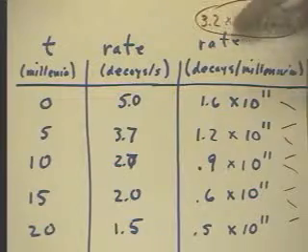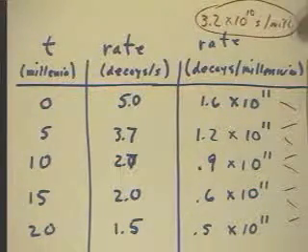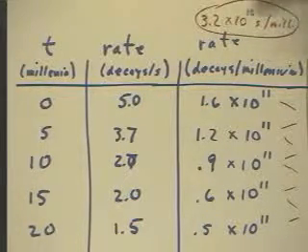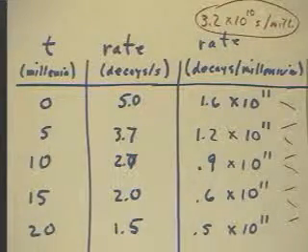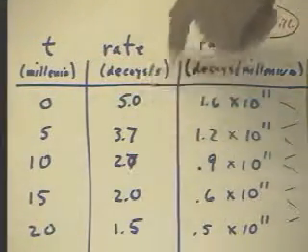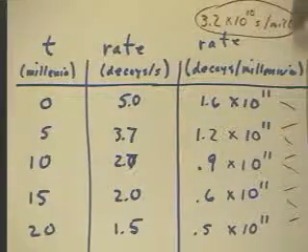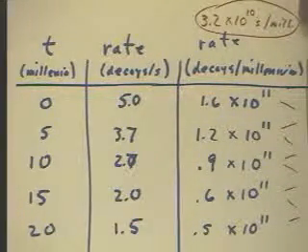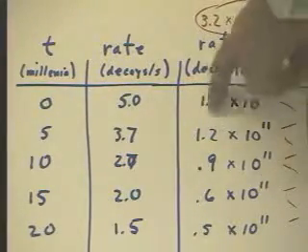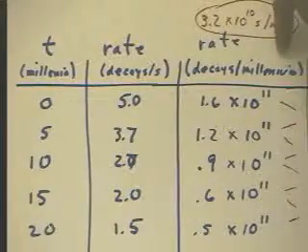If we put all that information together, we see that we have 3.2 times 10 to the 10th seconds per millennium. That's about 32 billion seconds in a millennium. If we have 5 decays per second, then in a millennium we'll have 5 per second times 3.2 times 10 to the 10th seconds in a millennium. And we're going to then end up with 1.6 times 10 to the 11th decays per millennium.